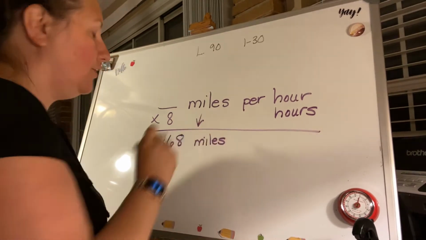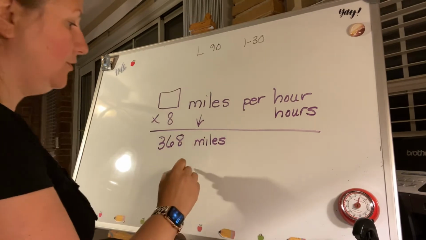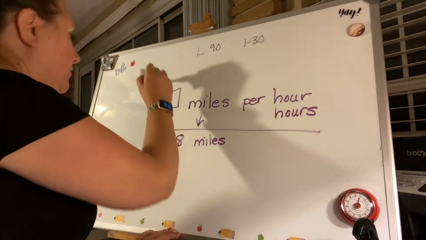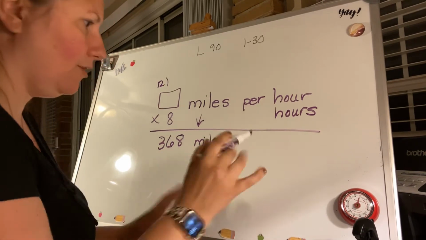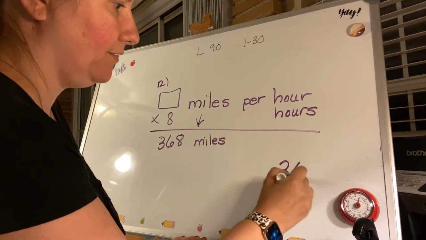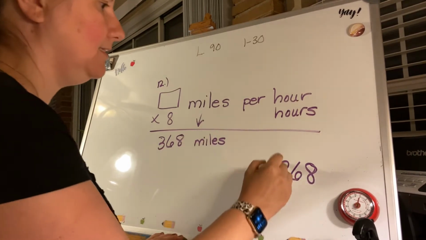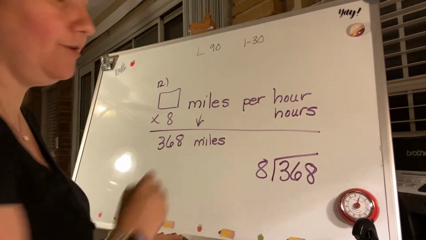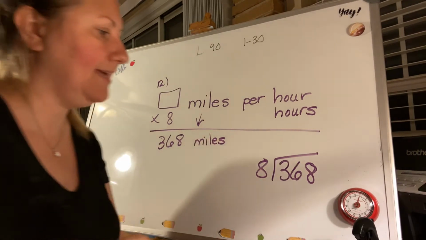So what we need to know is this here. So what we'll do on number 12 that we are on is we will take somewhere off to the side where it's not going to affect our answer or anything. We'll say 368 divided by the only other number we know in this equal groups problem, which is 8.